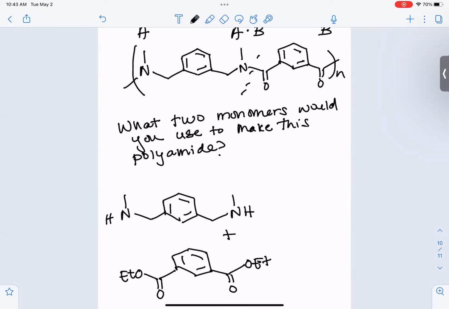Let's do another. Do we have any questions on that one? We're good. AJ, why the OEt? It had to be an ester. It could be any ester. You could have said OMe or just drawn a methyl group there.